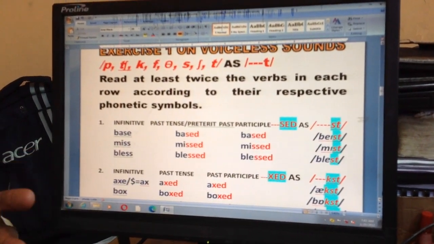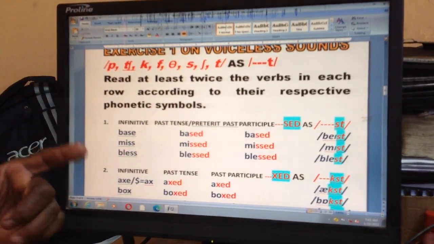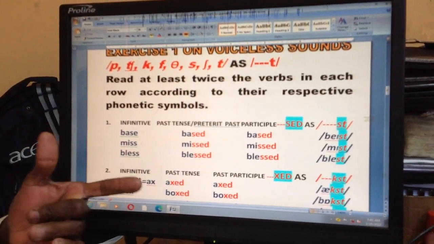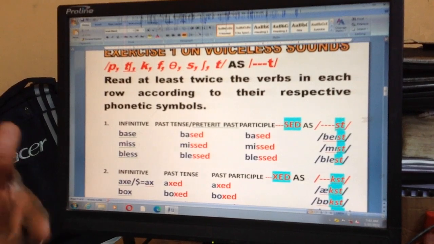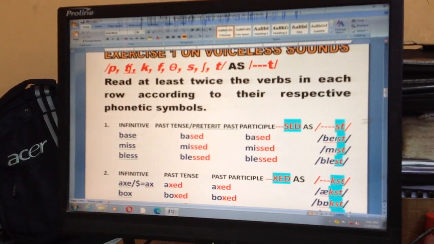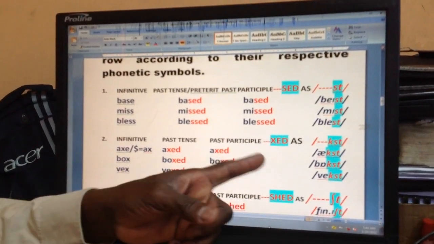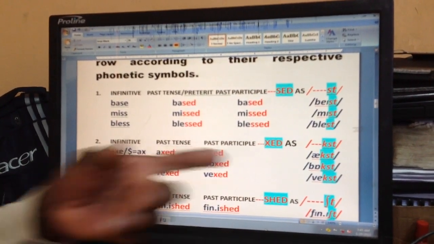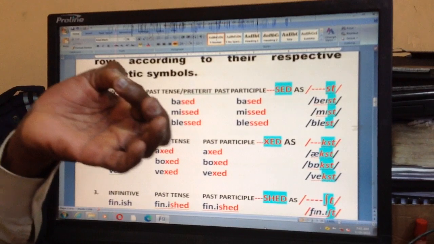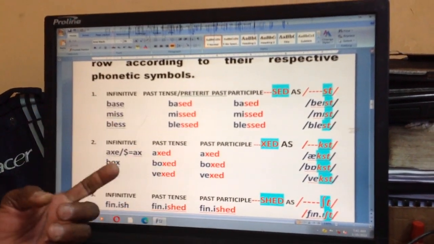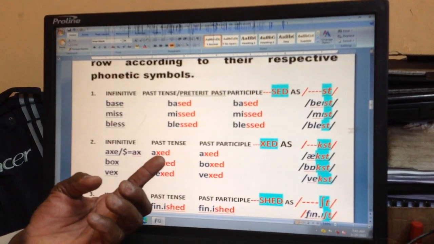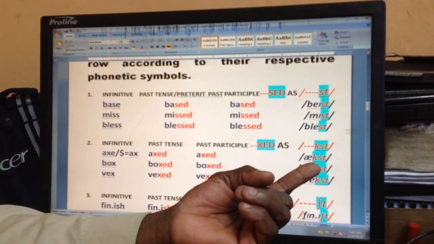You say the blessed. That's an exception to the rule. It's not even an exception. It's used not as a preterit, not as a past tense, but as an adjective. Number 2, when this same ED is preceded by X, it will still give us kst. So we have here axt. That's how we should represent it.